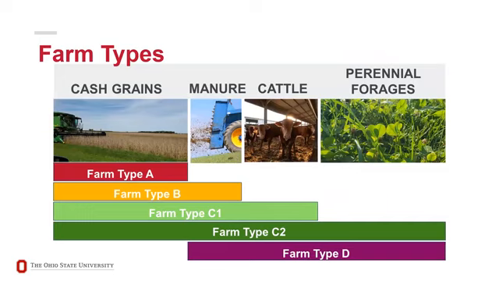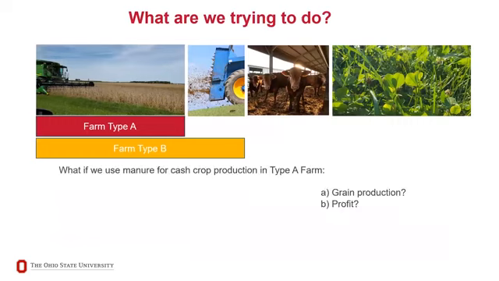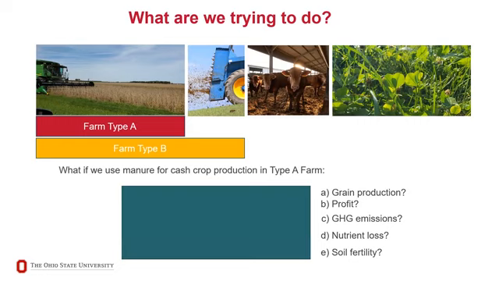So we have 4 different farm types actually. With the model, if we want to compare farm type A and B, which is different with the manure application, right? Farm type B receives manure, but not farm type A. So what we can do, if we use the manure in the farm type A, is that going to increase our grain, or is that profitable? What is the impact on the GHG emissions? And also what is the impact on the nutrient loss as well as the soil fertility. These kinds of things we can predict or estimate using the model.